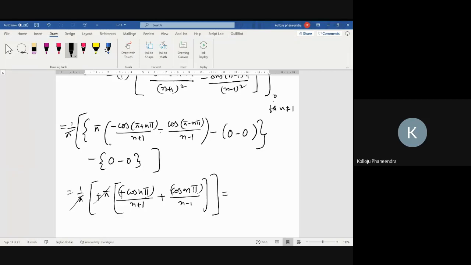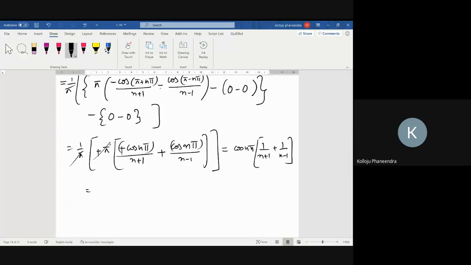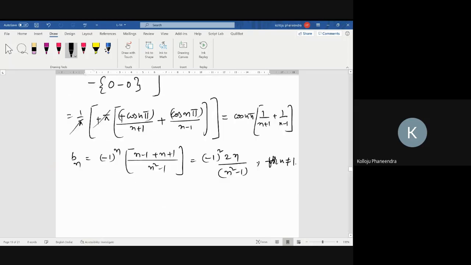Pi gets cancelled. Cos n pi is common. 1 by n plus 1 plus 1 by n minus 1. So this is the value of bn: minus 1 whole power n, and (n minus 1 plus n plus 1) by n square minus 1. This is minus 1 whole power n, 2n by n square minus 1. This is bn for n not equal to 1.